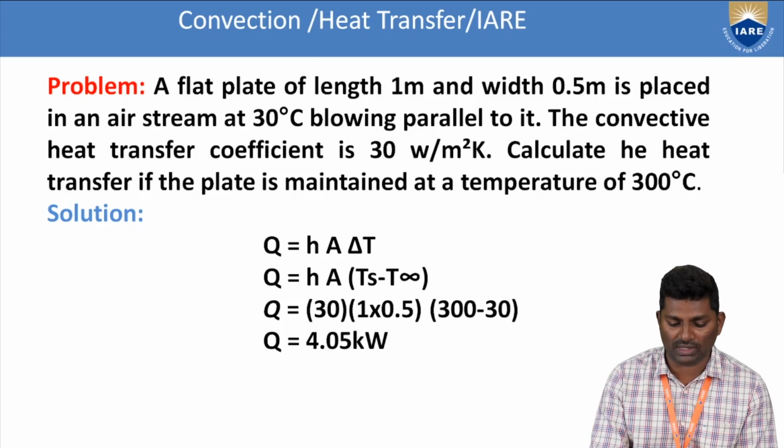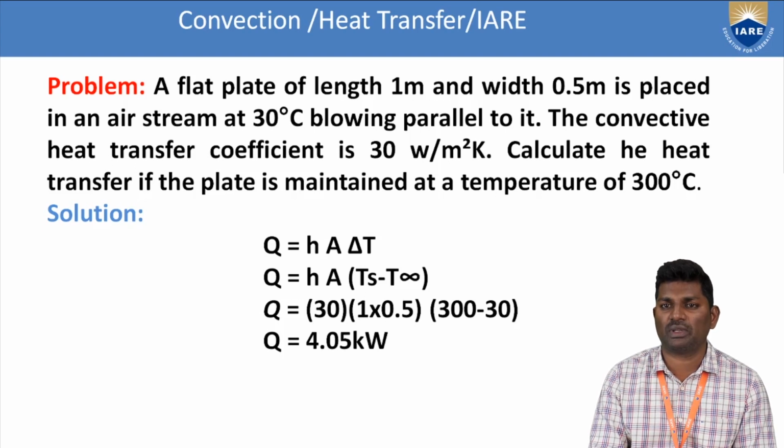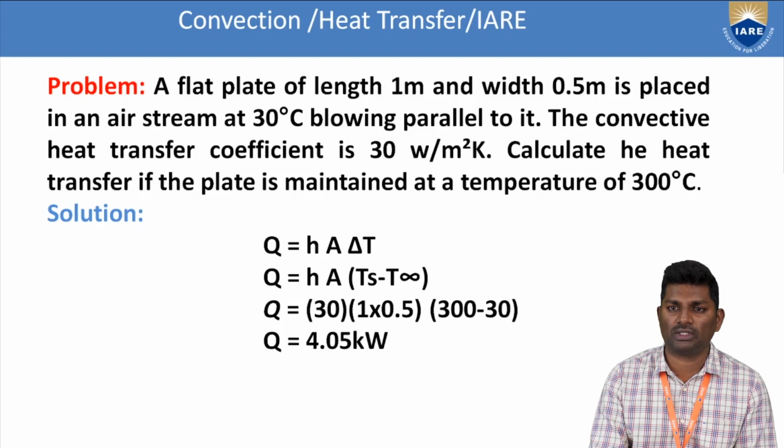You have to substitute the values here. h is given as the heat transfer coefficient, 30 watt per meter squared Kelvin, and the area is given as length and width. Substitute these values. Ts, so what is the surface temperature given here? It is maintained at 300 degrees centigrade, and the free stream temperature T infinity is 30. If you substitute all these numerical values, you will get the total heat transfer rate in the plate as 4.05 kilowatt.